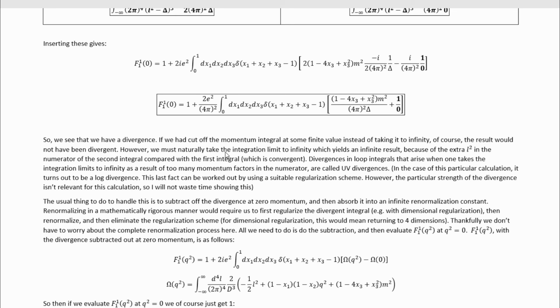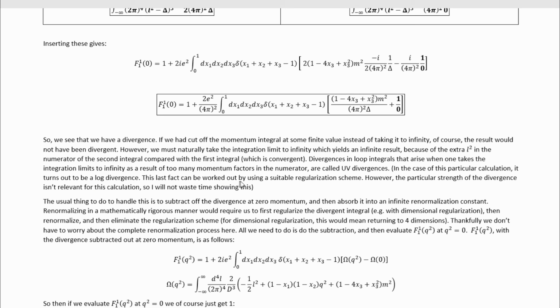However, we must naturally take the integration limit to infinity, which yields an infinite result, because of the extra L squared in the numerator of the second integral compared to the first integral, which is convergent. Divergences in loop integrals that arise when one takes the integration limits to infinity as a result of too many momentum factors in the numerator are called UV divergences.